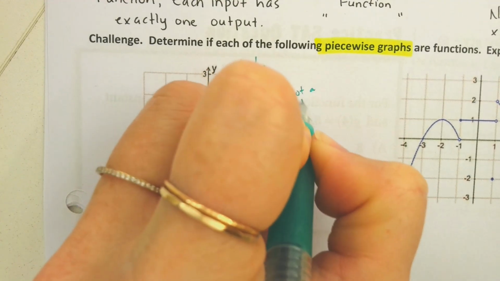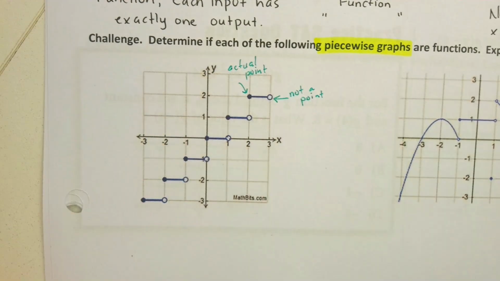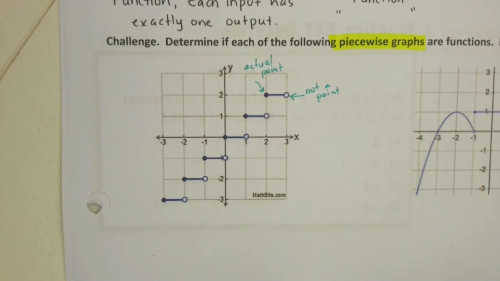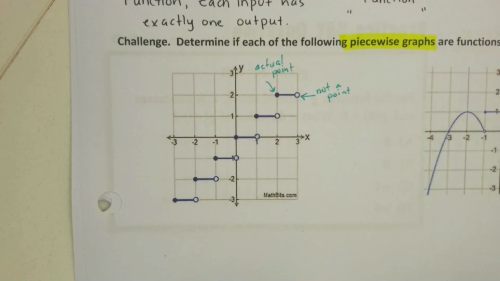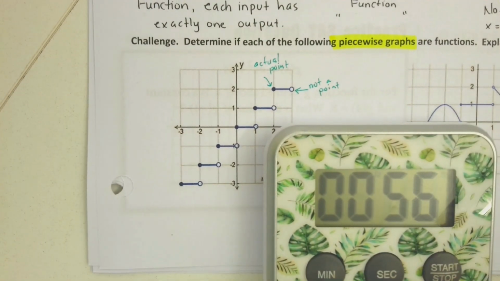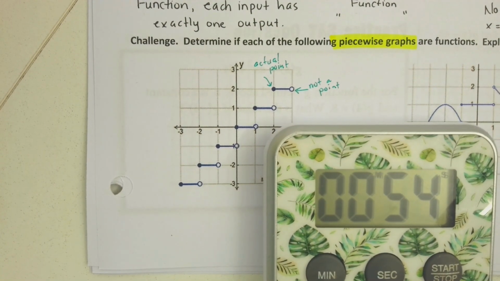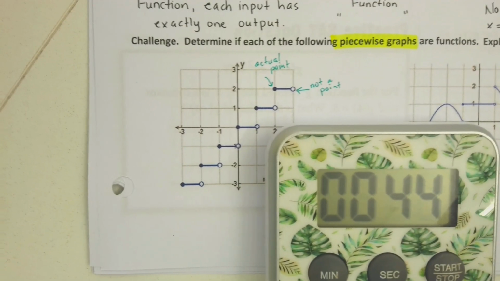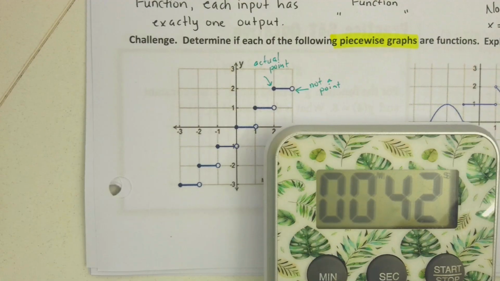Not a point. So I'm going to do a think, pair, share on this one. Let's take 30 seconds all by ourselves and just think about it: would this one be a function? Would it pass the vertical line test? We're still in the thinking phase. We've got 20 more seconds just to think. I know some people like to think out loud. Everyone got an answer?